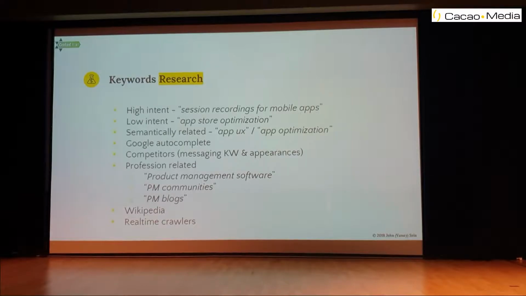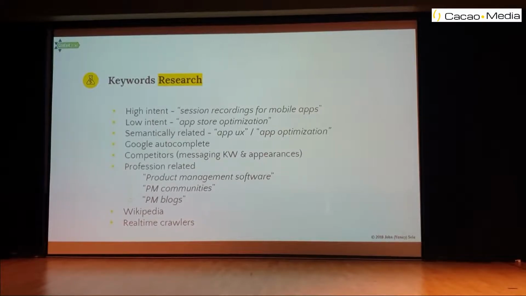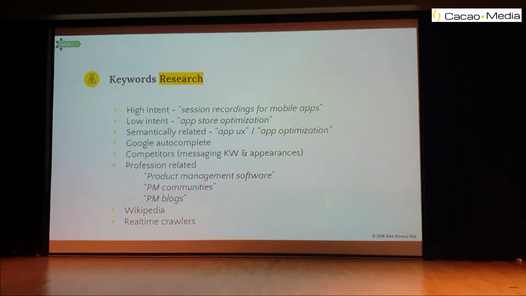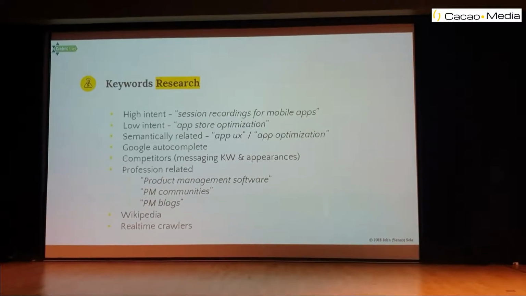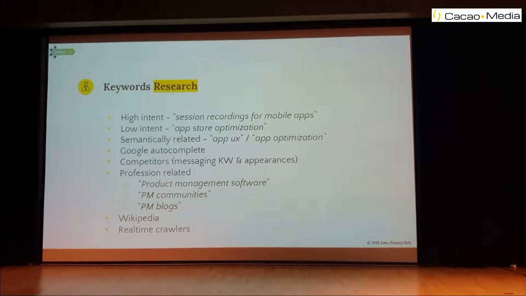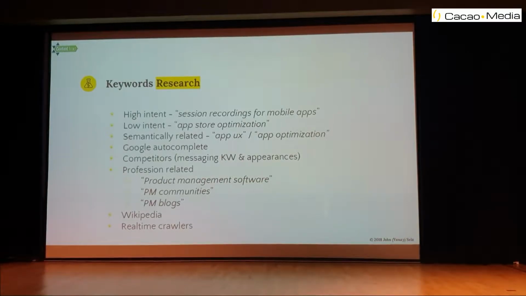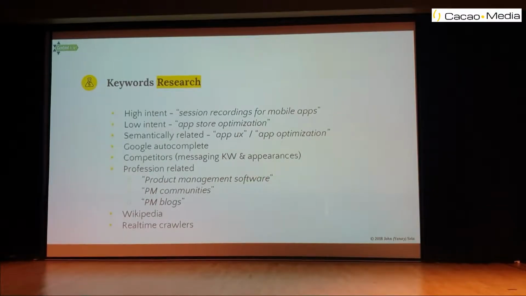So we plug that in. We look at, as well as Google autocomplete, we look at competitors' keywords. What keywords are they using in their website, in their messaging? We look at profession-related things, so we're into product managers, so we're looking for things that are not about the product at all, but about them being product managers. For example, communities, blogs, they're searching for some professional materials regarding their profession.